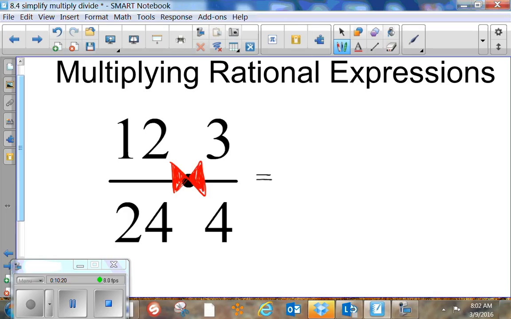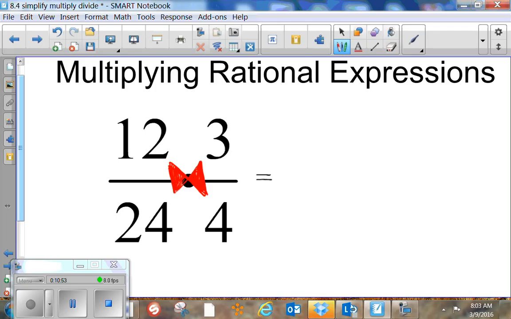Because what the little bow reminds you is that you can cancel up and down. You can cancel across this way. You can cancel up and down. You can cancel across this way. And I find that high school kids are really good about canceling diagonally, not too good about canceling up and down. You can do that too. Right? So I have got a jillion choices here, and I don't care which one you do, you're going to end up with the same thing I am. Just what do you want to start with? What do you want to cancel first?